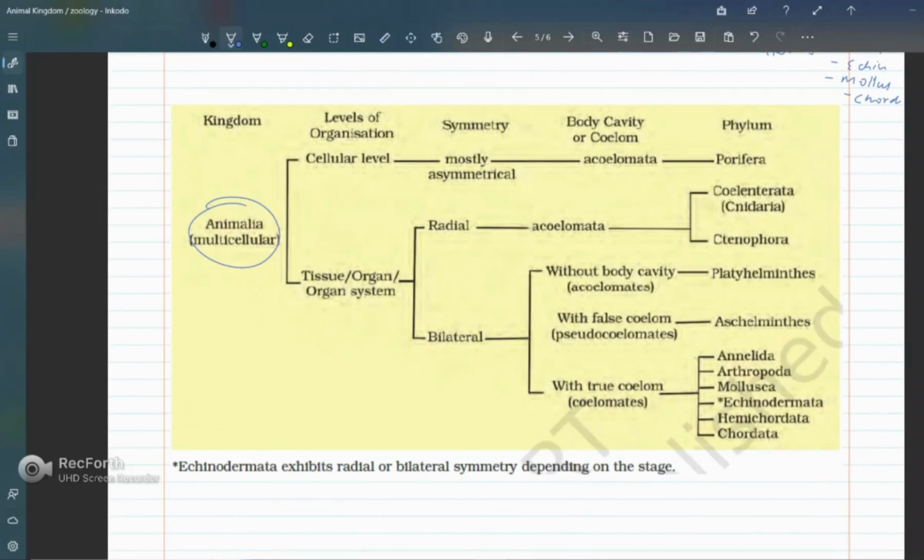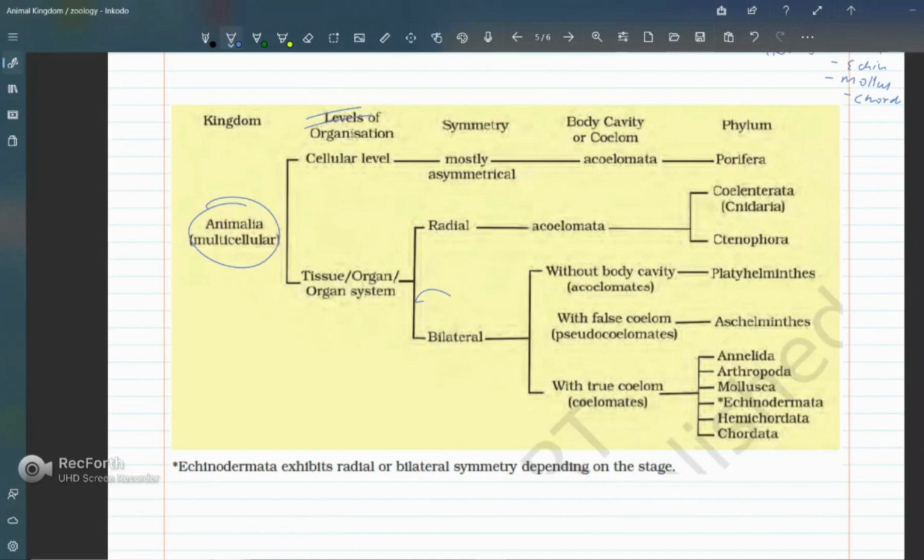Now coming on to the NCERT chart. In kingdom Animalia, all the animals are multicellular. There are no unicellular animals. Firstly we have the level of organization. First we have cellular level of organization. Second we have tissue or organ system level of organization, or organ level of organization.